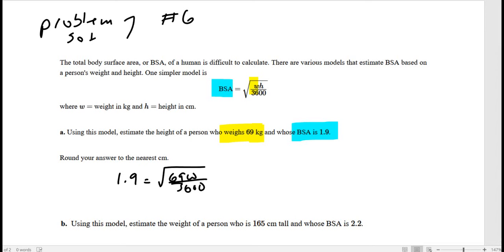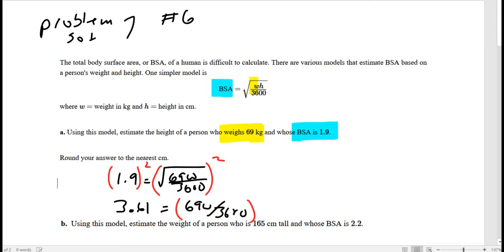I think probably the easiest thing to do is to go ahead and get rid of that square root, since it's over this entire side over here. The inverse operation of a square root is squaring something, so we will square both sides. So 1.9 squared is 3.61, so this is 3.61 equals 69W over 3600. Then, since we want to get W by itself, we're going to have to multiply both sides by the 3600.